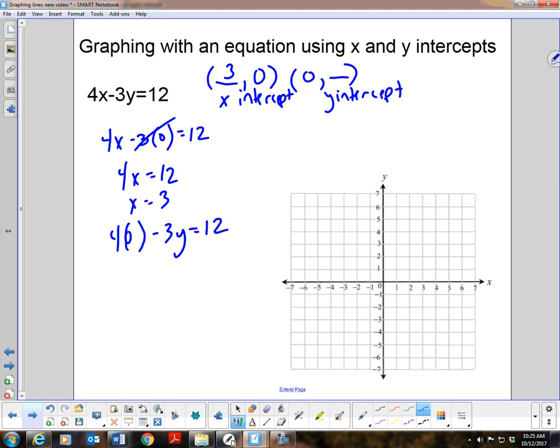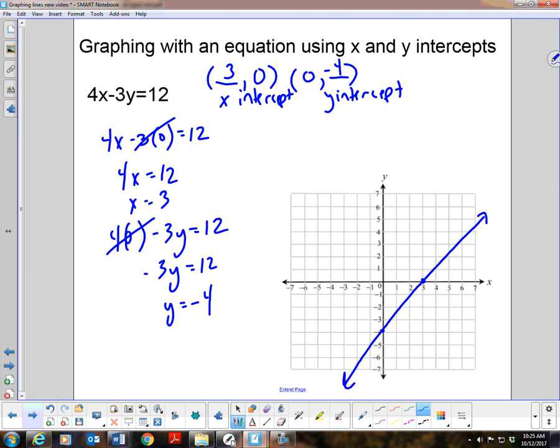All right, once I do that, this goes away, and I got negative 3y equals 12. So y is equal to negative 4. And so then I put that up here, and then I graph just those 2 points. So 3, 0, that's on the x-axis, that's the x-intercept, and 0, negative 4 is on the y-axis. And then I just connect just those points, and that's my graph. So when you do x and y intercepts, you're only looking at just 2 points.